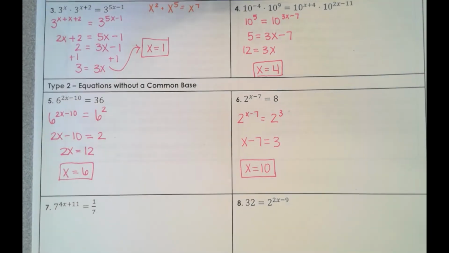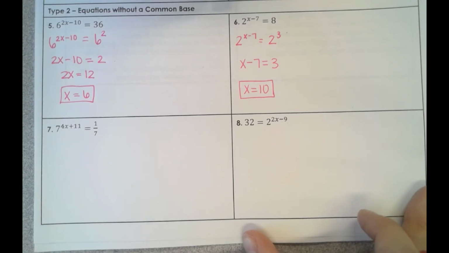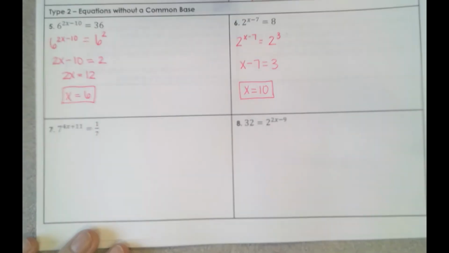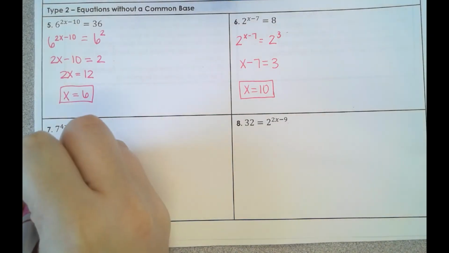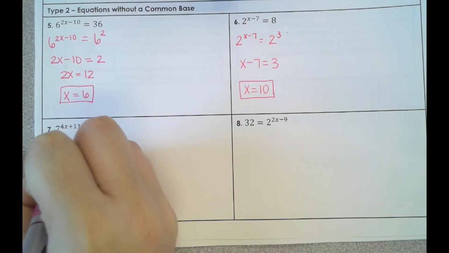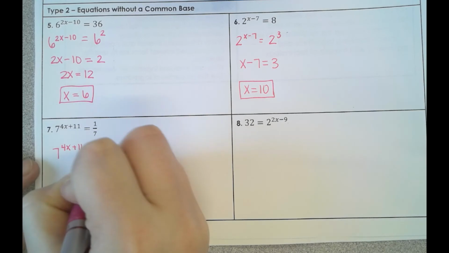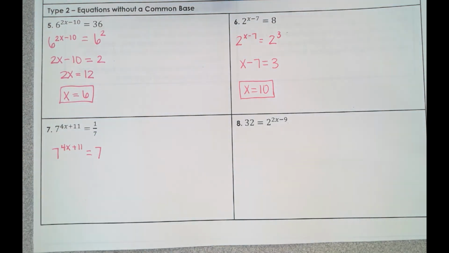Number 7. I've got a base of 7, and I want the other one to have a base of 7. Think back to your exponent rules. We learned about negative exponents.